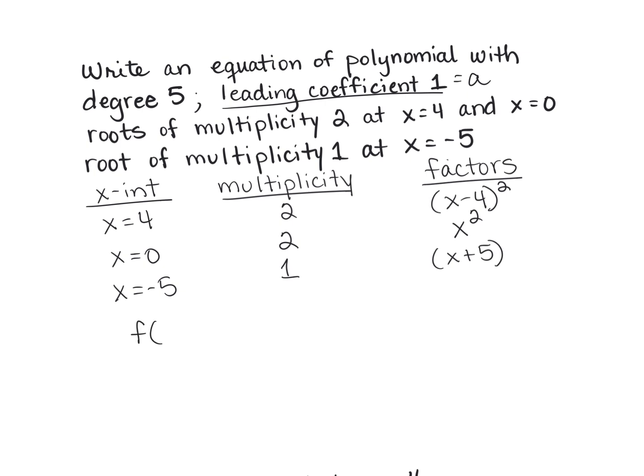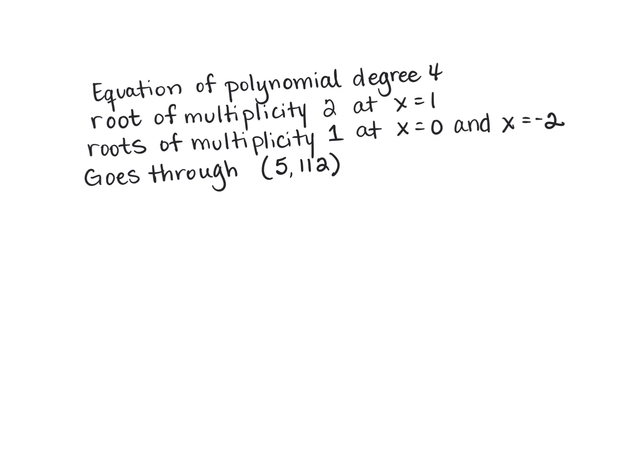So my final answer for this one, because I already know that A is equal to 1, are these factors. So I'm going to do x squared first just because it's smaller. I'm going to have x minus 4 quantity squared, and then I'm going to have x plus 5. So that one was a little easier. We didn't have to check A because it gave it to us. The next example is doing much the same.